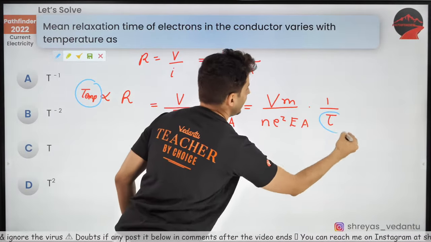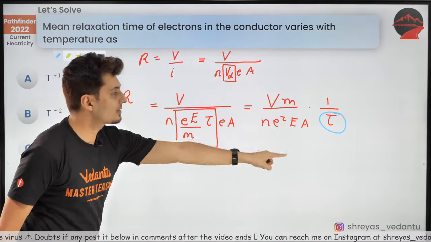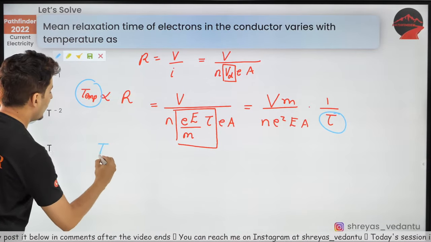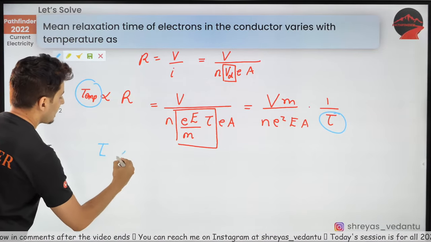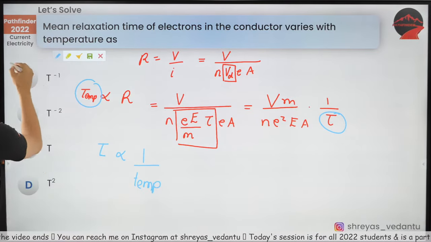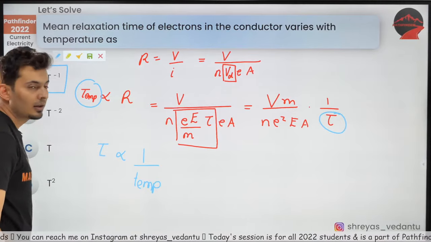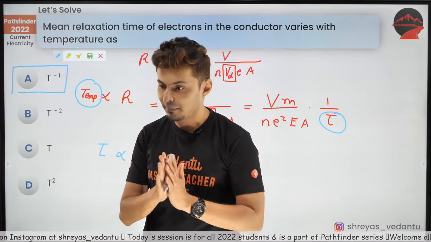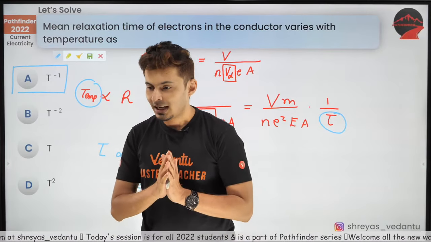That means temperature and relaxation time are inversely related to each other. Yes, so relaxation time is inversely related to temperature. And hence, the correct answer should be option A. A lot of you got it wrong. Yep, T raised to minus 1.